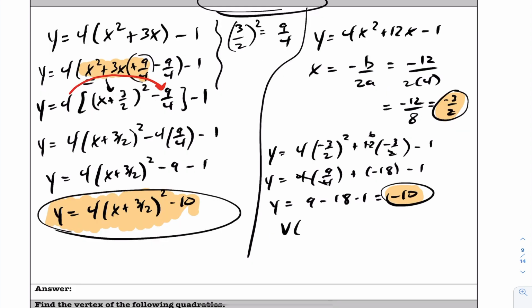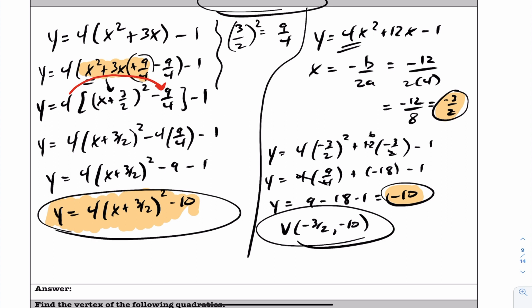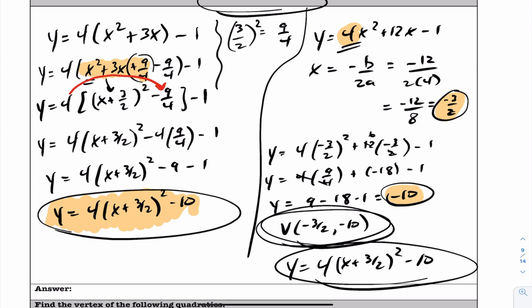Therefore, the vertex is negative 3 halves and negative 10. From here, I know my vertex, as we just discussed, and I know that it's the same a value. If you take a look here, your a value is 4. So my quadratic in vertex form is going to have the same a value, and I just need to create a quadratic that has a vertex at negative 3 halves and minus 10, which would be this one here. So this is an alternative method to completing the square, where you use your negative b over 2a fact to find your vertex, and then you just copy the same a value down.